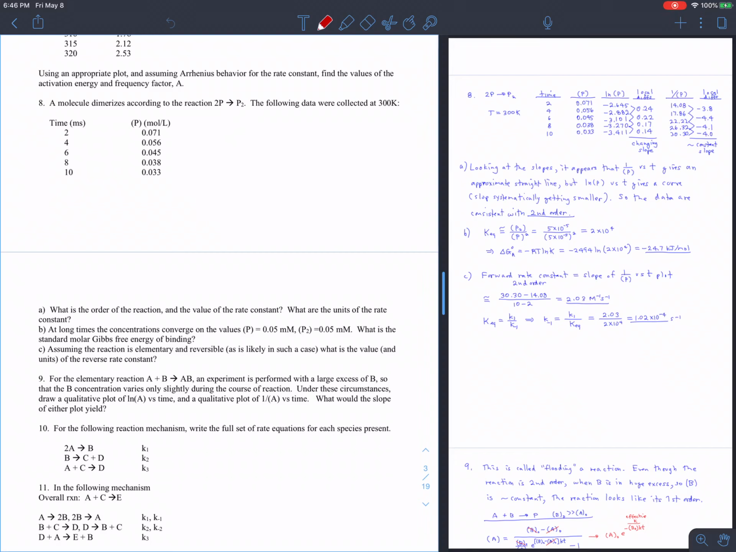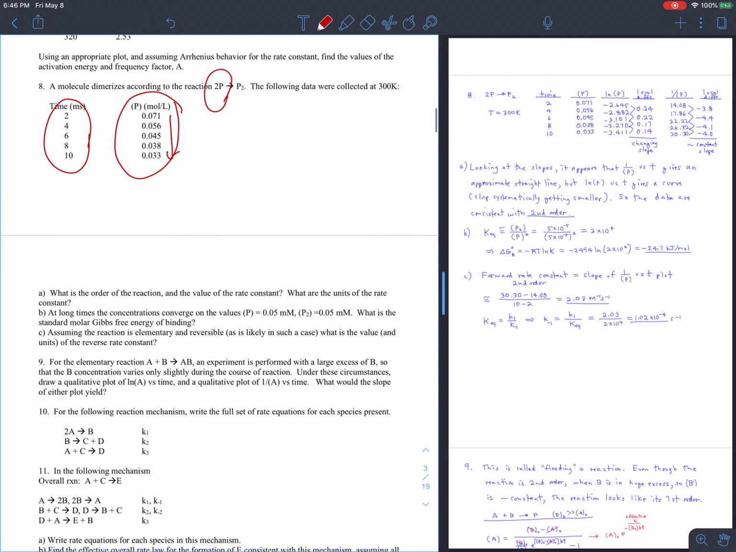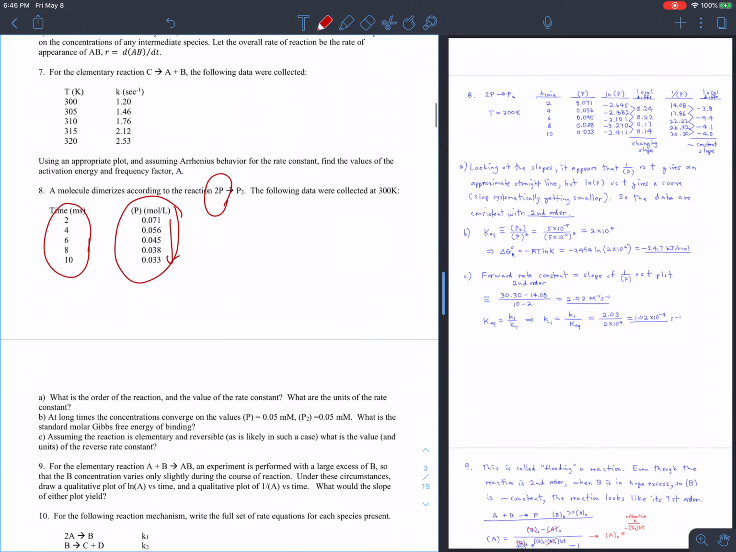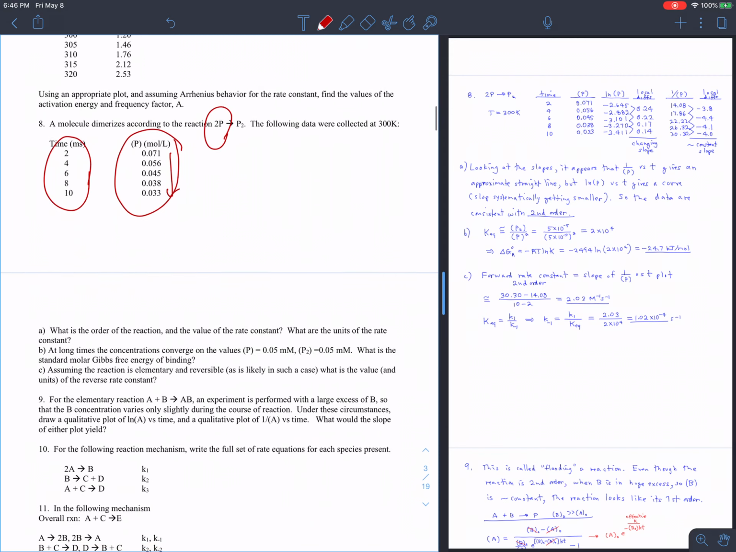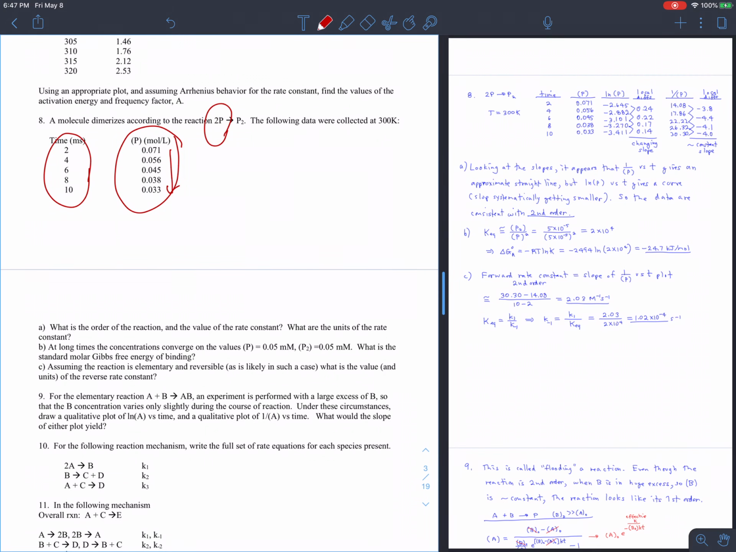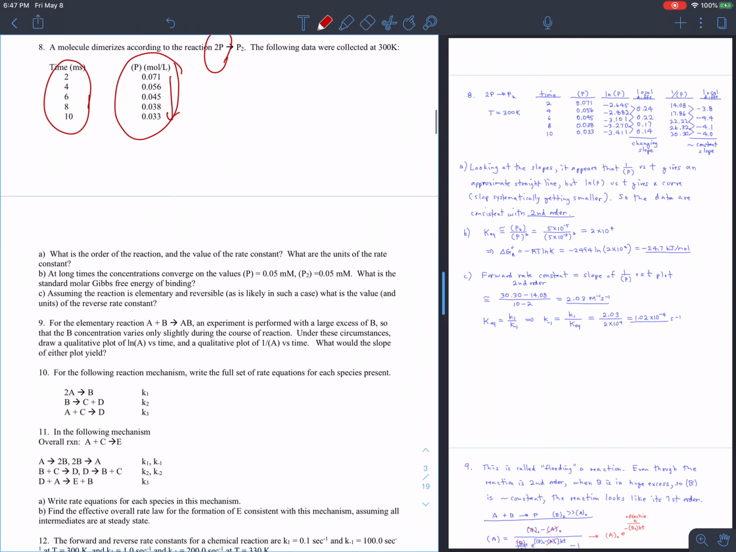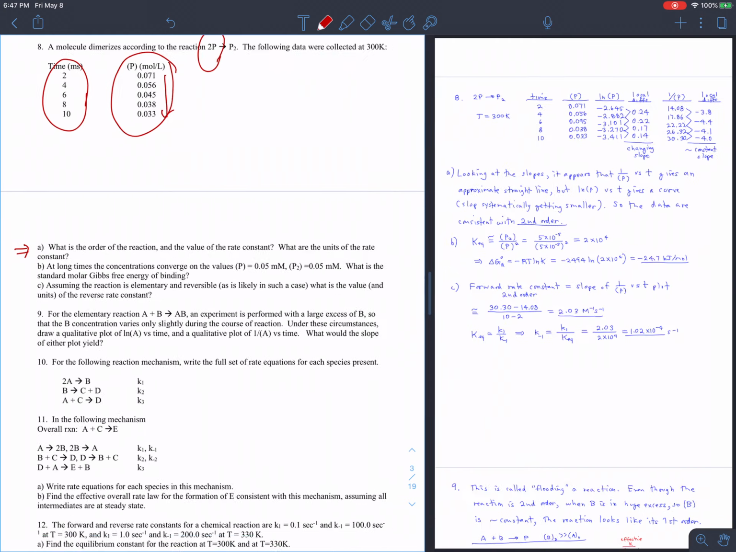All right, problem 8, a little bit more complicated than problem 7, but still not too bad. In this case, we're measuring the concentration of the reactant, which you can see is diminishing, as a function of time, and the problem is to use that data to figure out the order of reaction and a number of other things. So the first question is, what's the order of the reaction, the value of the rate constant, and what are the units on the rate constant?